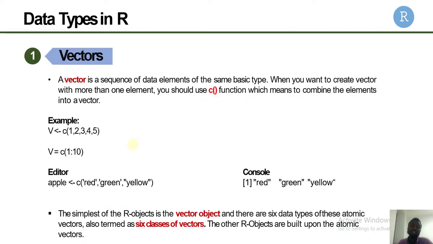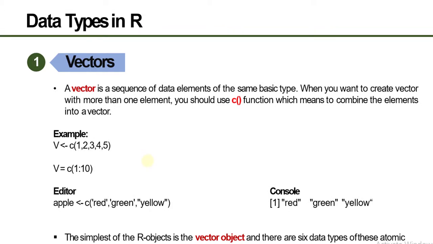So most times in programming languages, especially in R, if you are to create any kind of object, we use 1 or 2 combinations of these previous data types we talked about. So the first of its kind is a vector. So what is a vector? A vector in R is a sequence of data elements of the same basic data type. So please take note of that word, same basic data type.